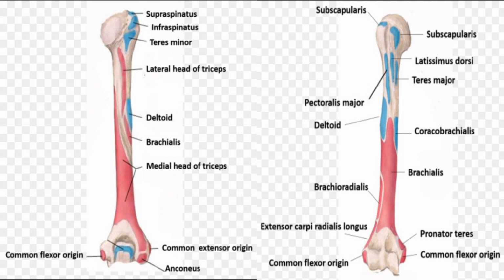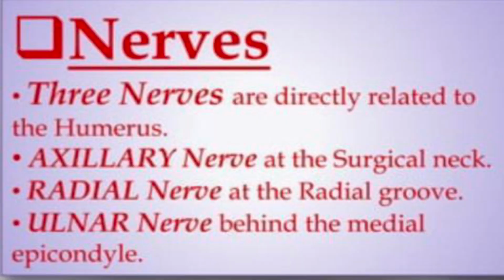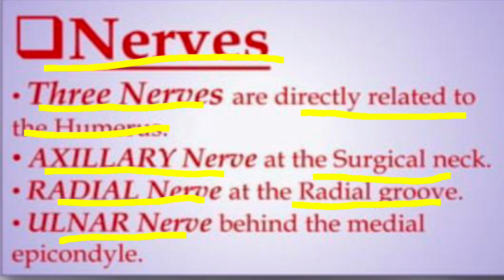Medial epicondyle provides origin to common flexor muscles and lateral epicondyle provides origin to common extensor muscles. Nerve supply. There are three nerves directly related to the humerus: axillary nerve at the surgical neck, radial nerve at the radial groove, ulnar nerve behind the medial epicondyle.